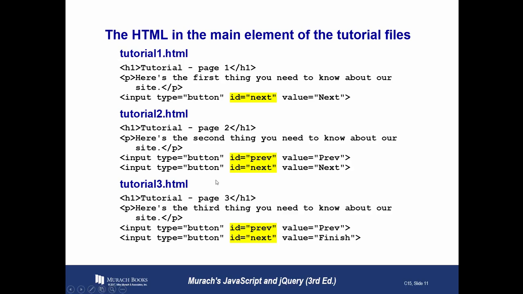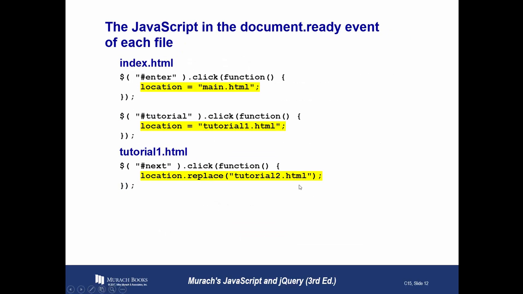The JavaScript is shown on pages 442 and 443. For each page, the JavaScript is in the jQuery ready event handler that we talked about back in Chapter 8. The index.html page has event handlers for the enter and tutorial buttons. The tutorial.html page has an event handler for the next button. That's the tutorial1.html page. The tutorial2.html page has event handlers for the previous and next buttons. The tutorial3.html page has handlers for the previous and finish buttons.